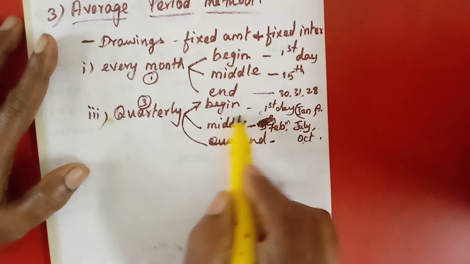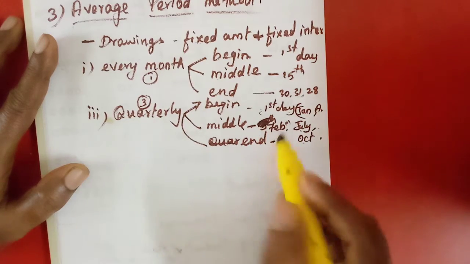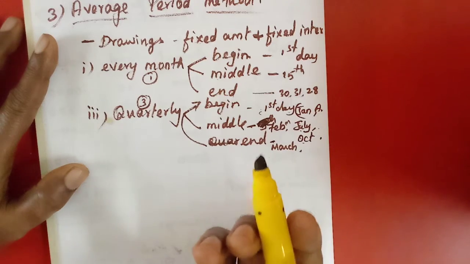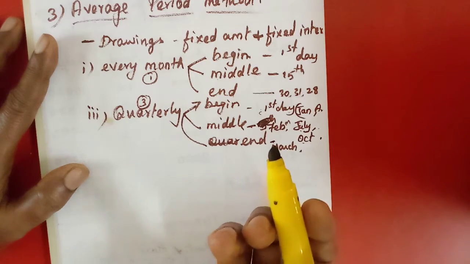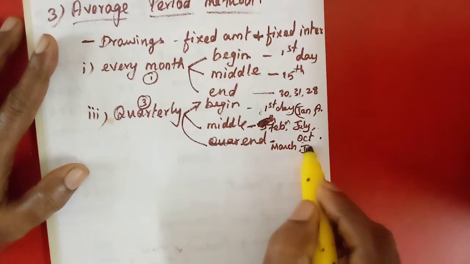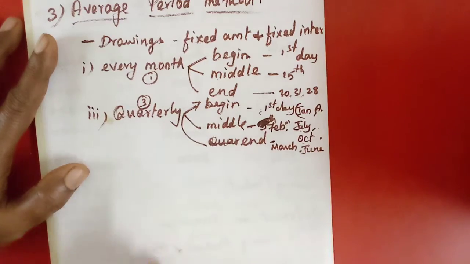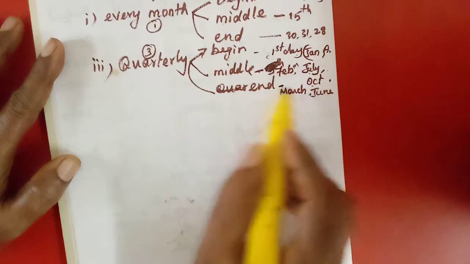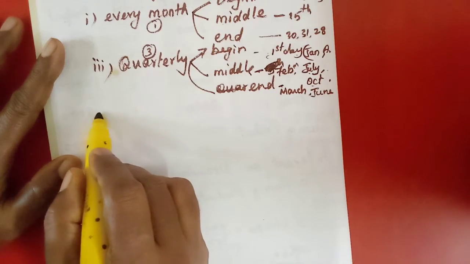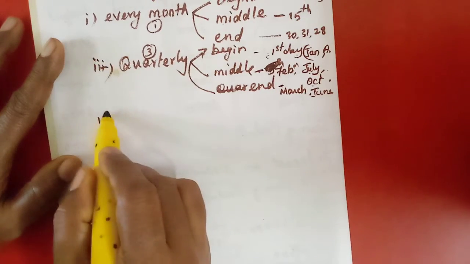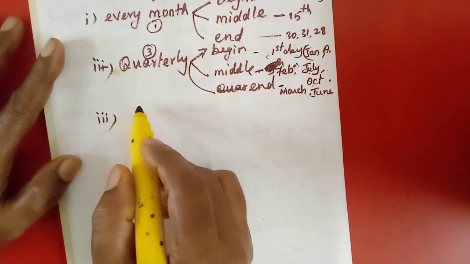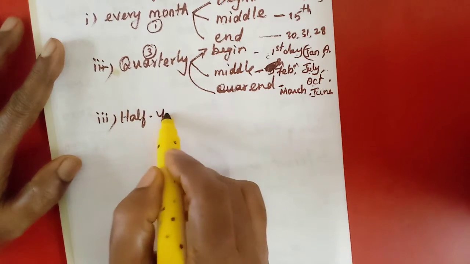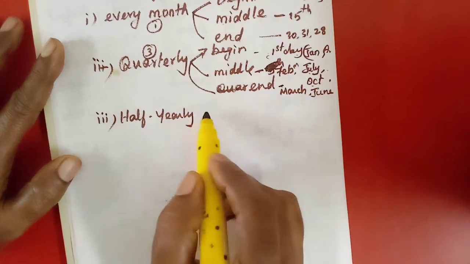Then end. When this quarter is ending, January, February, March, so he will withdraw in March. Then after March, April, May, June. Then he will withdraw in June at the end of the quarter. Okay? Have you understood? No need of these days, just to make you understand. Okay? Then the third time when he is withdrawing, half yearly. 3 times they are allowed to withdraw.